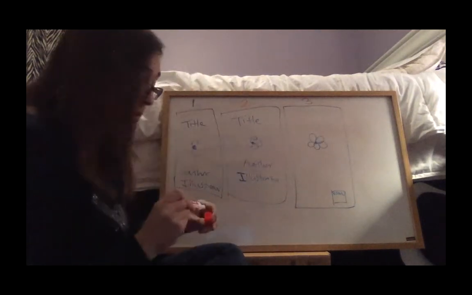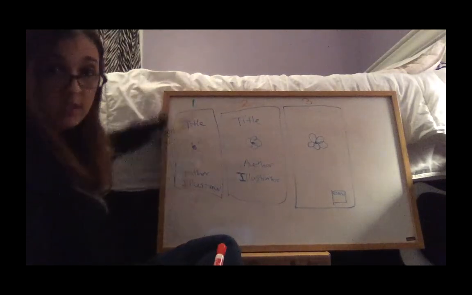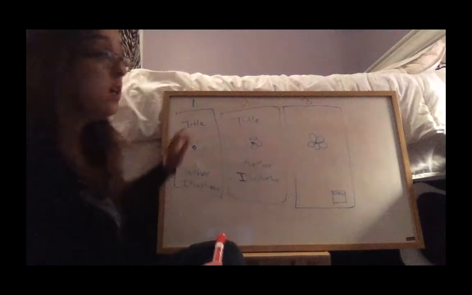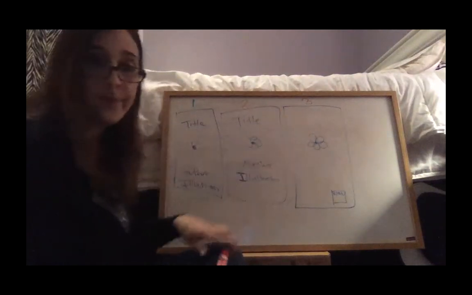So it goes in order with your front cover, title page, the pages in the book, and then the back cover, which is red. So 1, 2, 3. Okay?